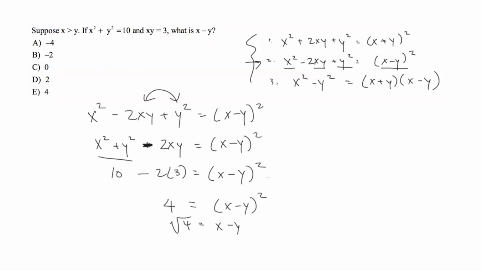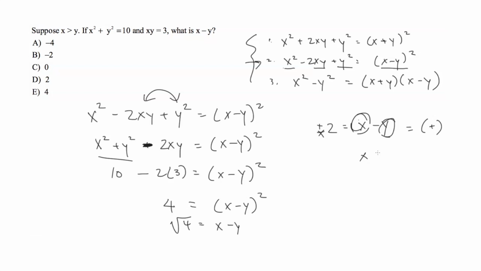Now, taking the square root of 4, we can get plus or minus 2. The thing that they say though here is x is greater than y. So since this is the bigger number minus a smaller number, we should get a positive number, right? So negative 2 is out.